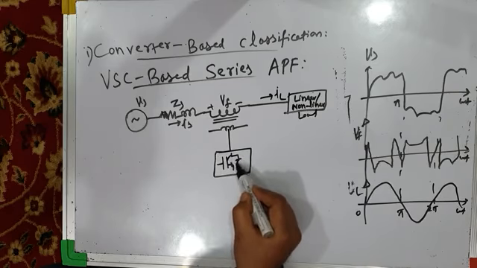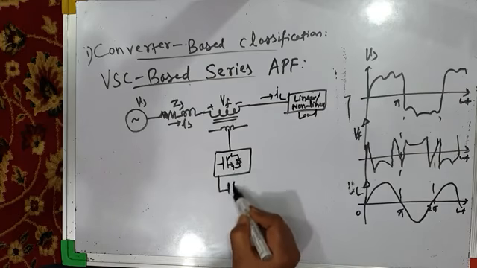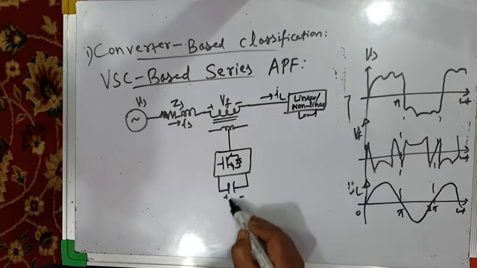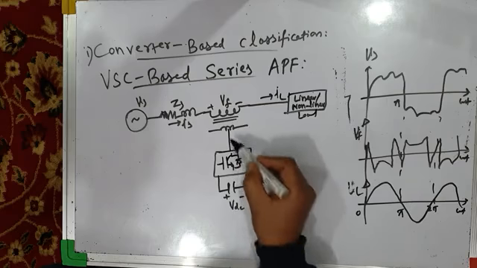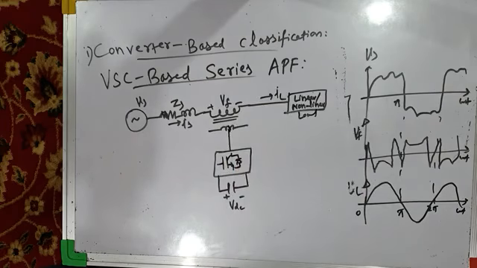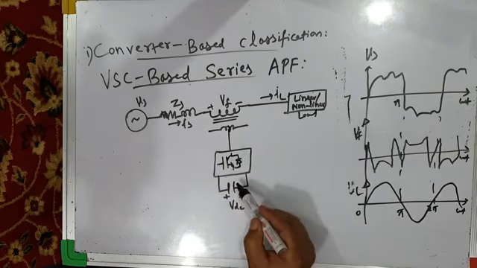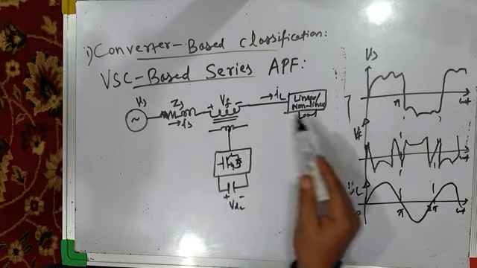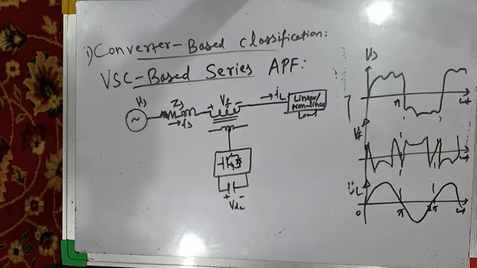It looks like a DVR. The topology is the same as that of a DVR. So this is VDC. This is the voltage source converter. This is the voltage source converter based series active power filter. Okay, so this is the converter based classification.